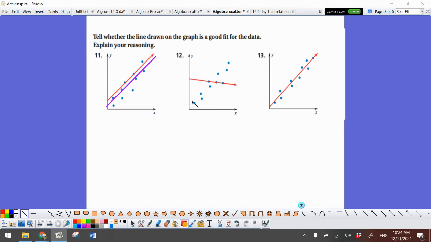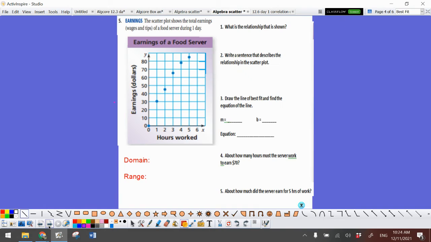Okay. And now I see on the next one, it definitely is not a good line of best fit because it's actually going down and the data is going up. So a better line of best fit would be the second one. This one looks pretty good. That one is splitting the data. Remember, the lines of best fit should be in the middle of the data. It doesn't have to have a single point on it, but it needs to split the data.